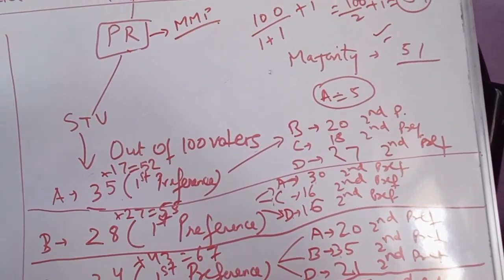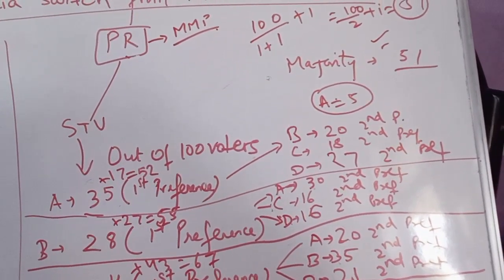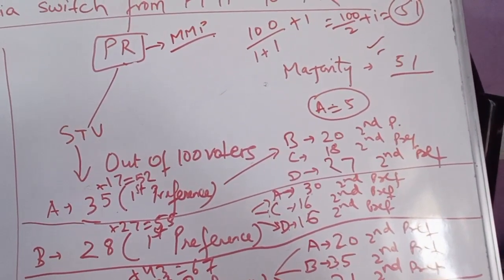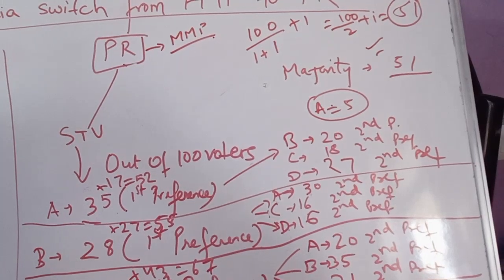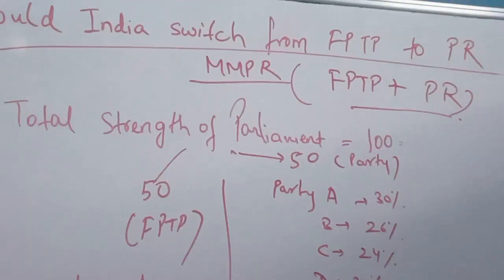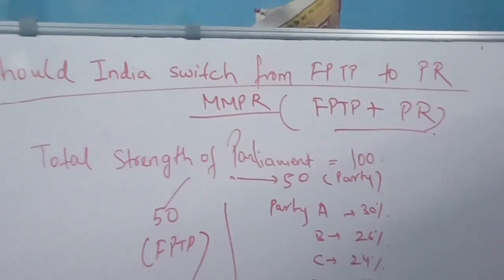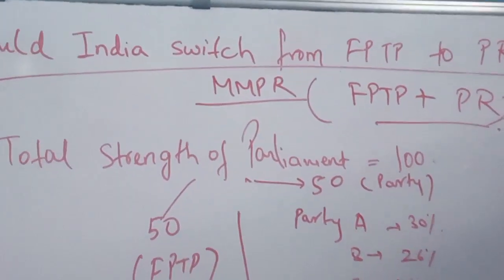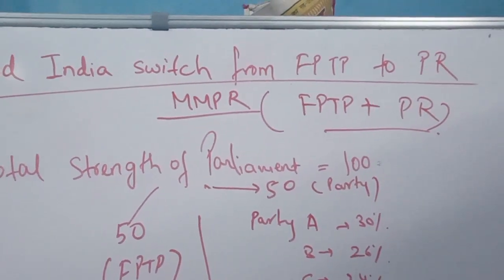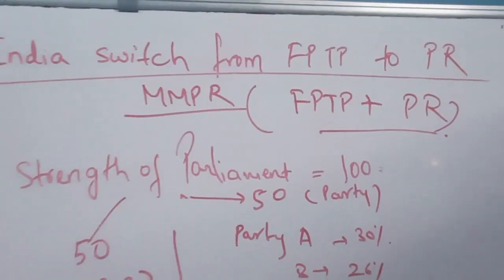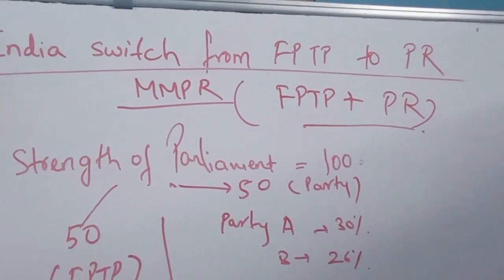Now we'll study MMP, which is mixed member proportional representation. The next system is mixed member proportional representation, which is actually a combination of FPTP, that is the first past the post, plus proportional representation.